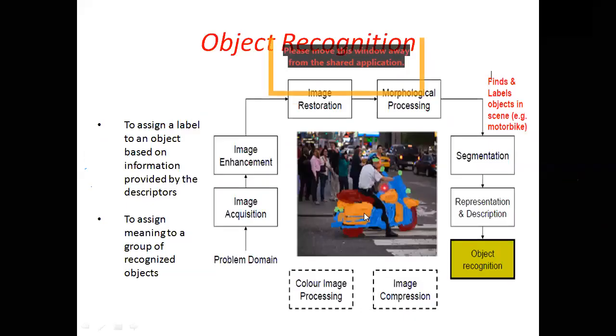So see here, suppose this is a vehicle. This vehicle is identified by using the vehicle number, which is at the back side of the vehicle. The number plate will be there. By using that number plate, we are identifying the vehicle, and the description of the vehicle we also know. That is object recognition. So here, we assign a label to an object based on information provided by the descriptors, and assign meaning to a group of recognized objects. So this is object recognition.